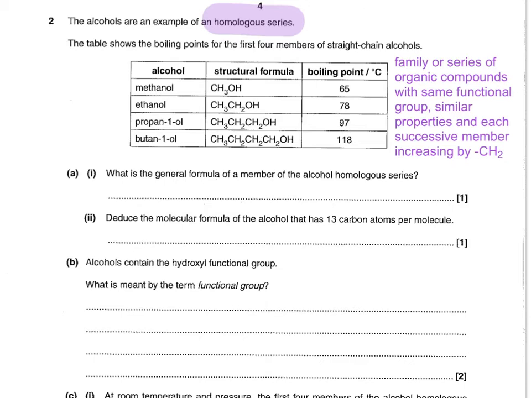So what you've got to do is look at this and think to yourself, what's the general formula of a member of the alcohol homologous series? And you write it like that because you have to actually include OH in your general formula, because the OH signifies the hydroxyl group being present.